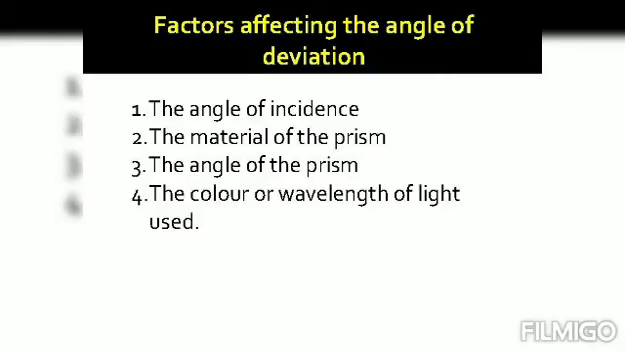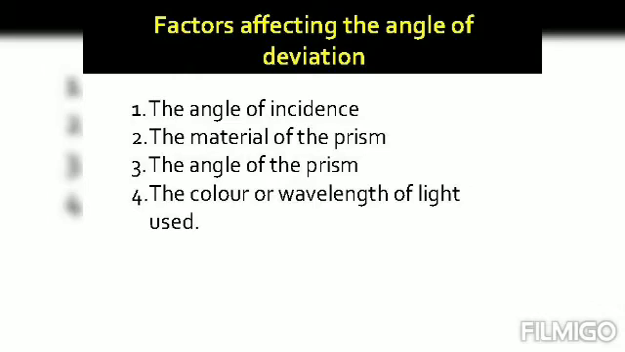Let us see what the factors are which affect this angle of deviation. Number 1, angle of incidence. Children, the angle of deviation depends on certain factors. First, it depends on the angle of incidence. Second, it depends on the material of the prism. Which material you are taking for making the prism, crown glass or flint glass, there are so many glass materials, so it depends on which material you are selecting. And what is the angle of the prism? Means whether you take the 60 degree topmost angle, an equilateral triangle, or some other triangle, the angle of the prism will change.